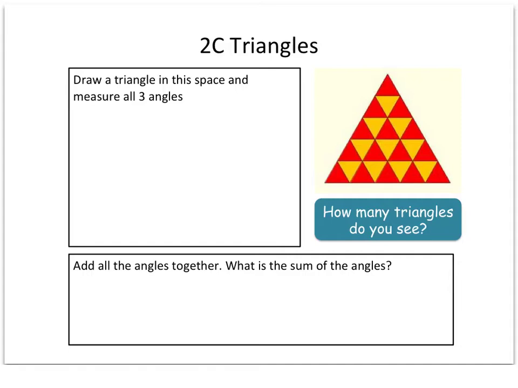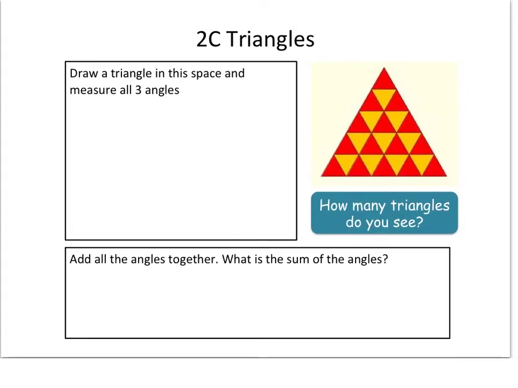Next thing I want you to do is to draw a triangle in the space on the left-hand side, and I want you to measure all 3 angles using a protractor. Then I want you to add all of the angles together and work out the sum of the angles. So you can stop the video now and try these activities. Okay, so hopefully you've worked out the sum of your angles in a triangle, and hopefully you got that it was 180 degrees, and that might have been something that you already knew from previous year's geometry.